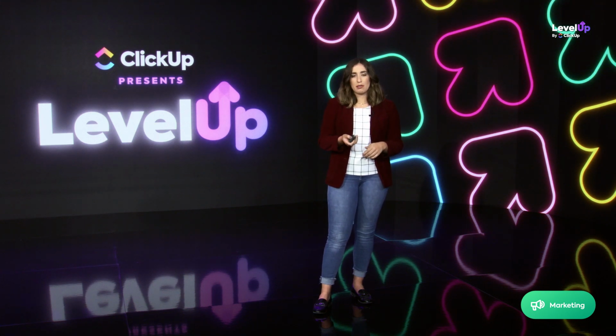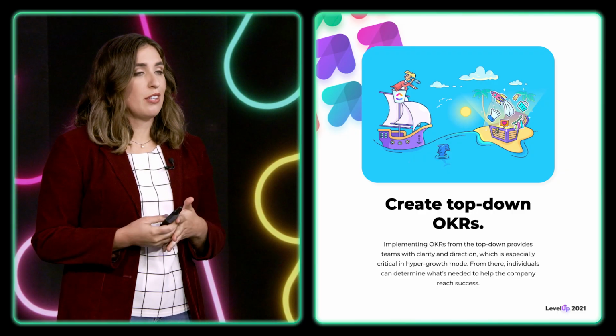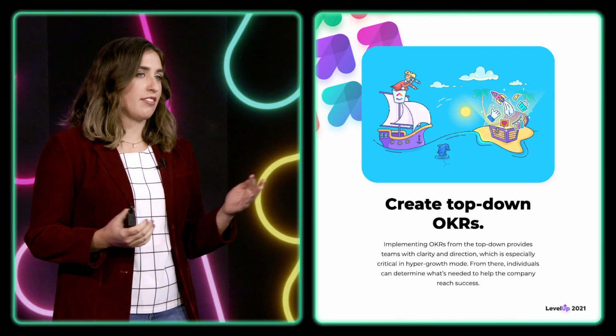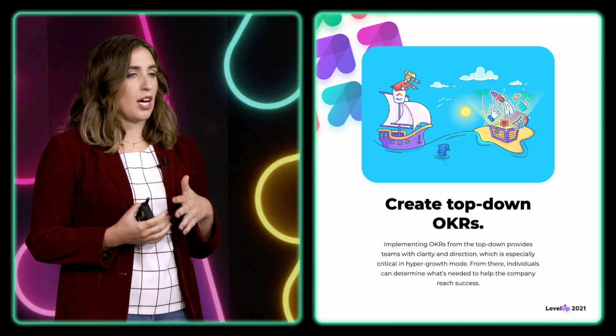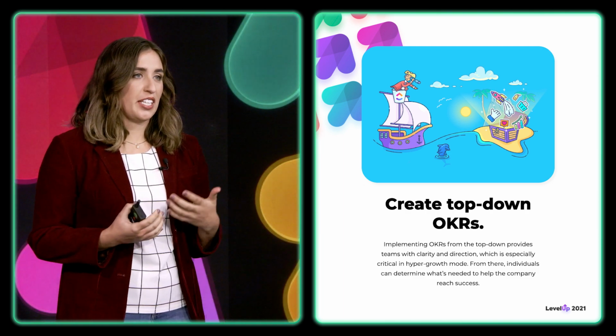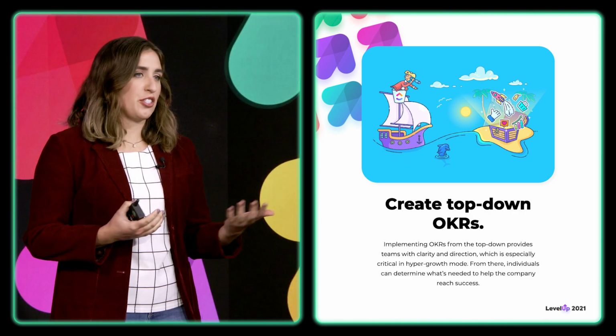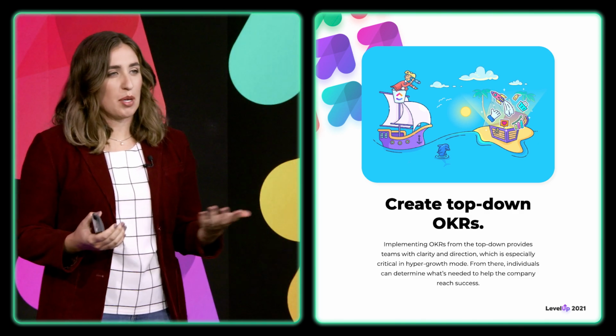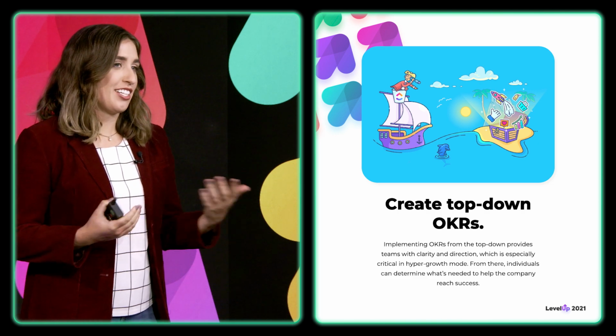The last one, and probably the most important, is creating top-down OKRs. So for those who don't know, OKRs stand for Objective and Key Results. Creating them from the top down, your team can understand what they're working on. When they don't, they can feel like they don't know why they're doing what they're doing. They don't understand the purpose of it. It's discouraging and it's overwhelming.